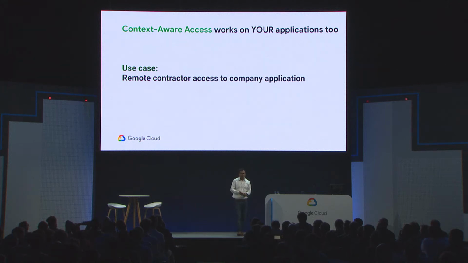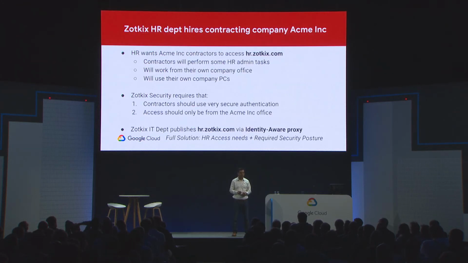So let's look at a quick use case on your own application. So imagine it's a made-up company, Zotkicks.com, and they have an HR application that they want to expose to the contractors. And the HR department wants to make sure that the contractors are only accessing this application when they're in their office and they're using their own company devices. And this is primarily needed because they want contractors to fill out some data in the application, and they want to give access. And imagine that the contractor is actually not even in the same country. It could be in some other country as well.